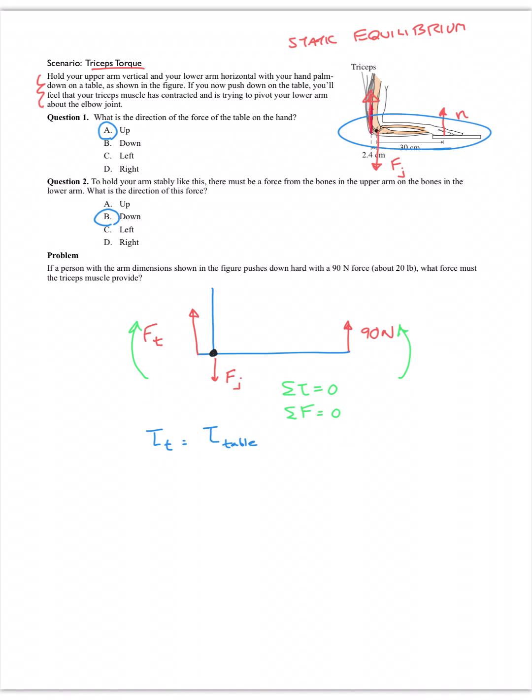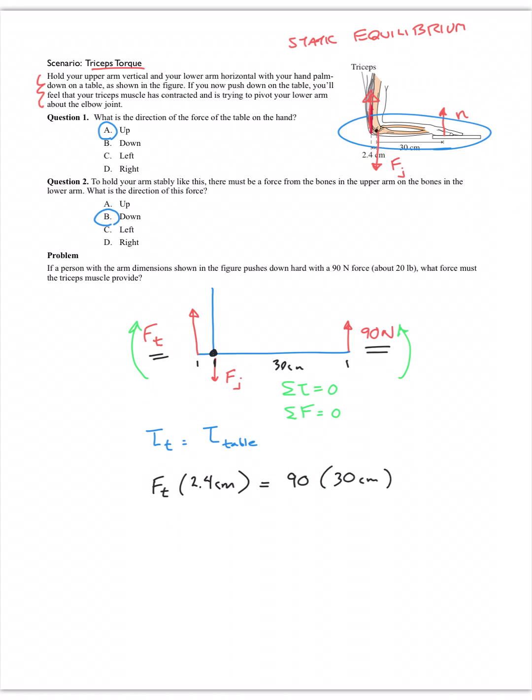And the magnitude of the torque due to the triceps is equal to the force of the triceps times this distance. And that distance is 2.4 centimeters. So it's going to be F sub T times 2.4 centimeters. Pro tip, I didn't change it to meters, and we'll see why that works. That's going to be equal to the torque due to the table. The torque due to the table is the force of the table times the distance, and the distance is 30 centimeters. So it's equal to the 90 newtons times my 30 centimeters.